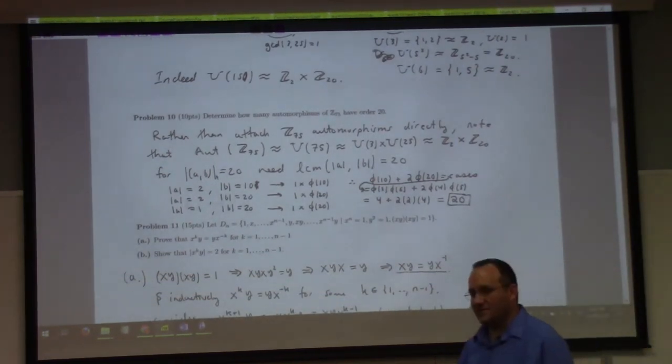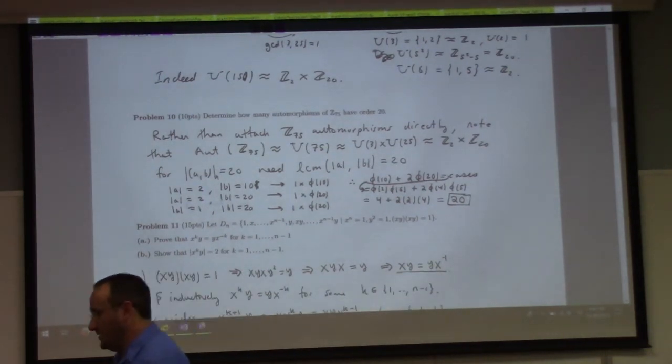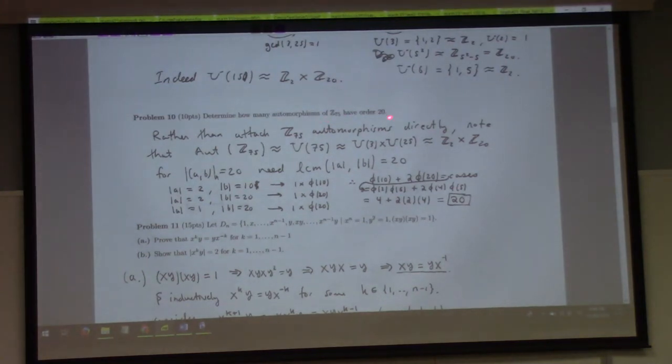Anyway, I don't think these questions have been number theory for quite a while. Number theory's moved past these questions to more interesting questions some time ago. But anyway, how many automorphisms of Z75 have order 20?